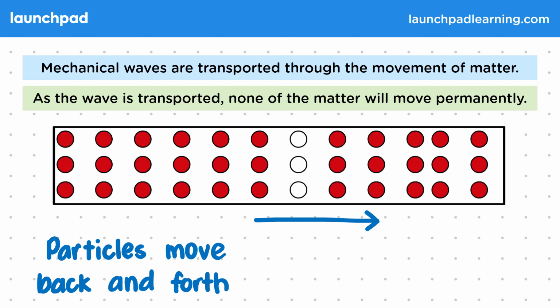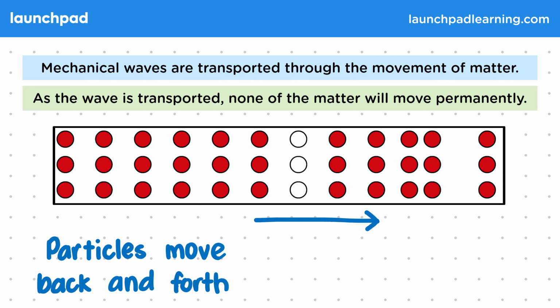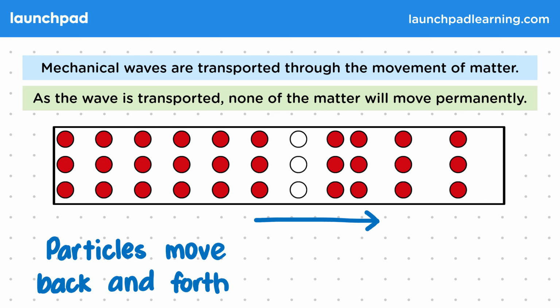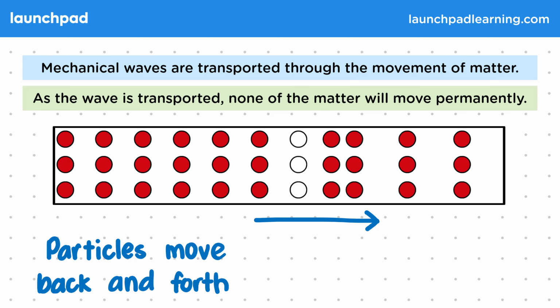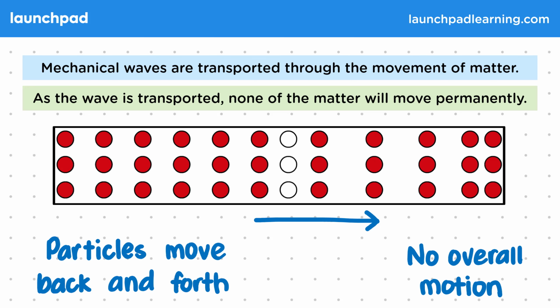and forth. However, once the wave has passed, they are still again. They've received the energy from the wave and given it all to the next molecule to keep the wave moving. Most importantly, they are now back in their original position. There has been no overall motion.